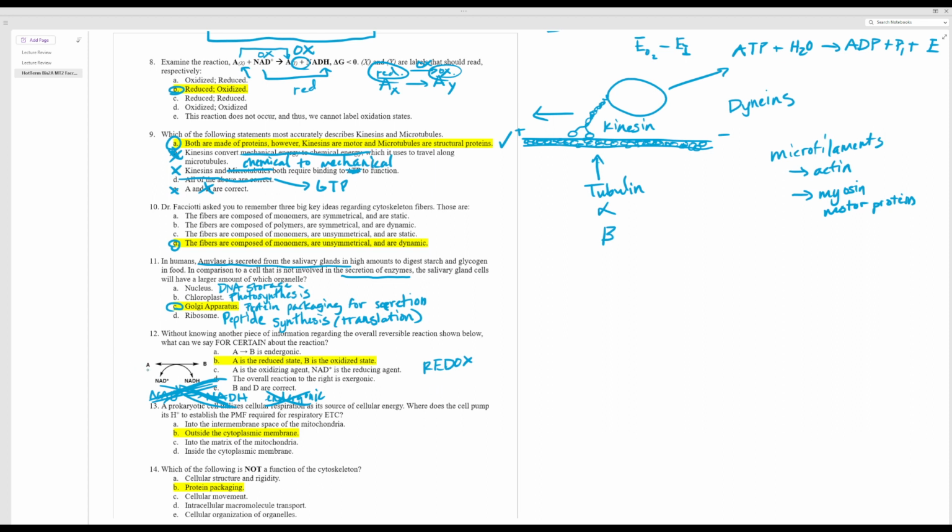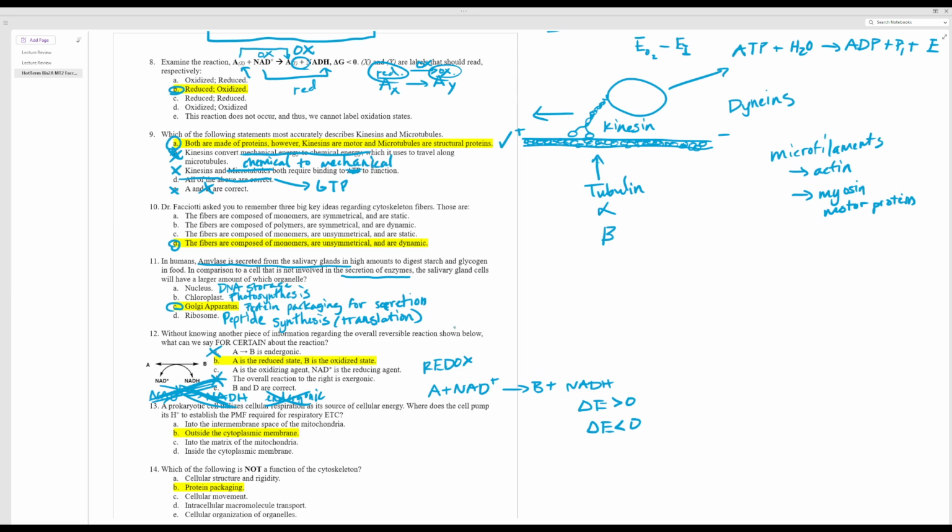So I don't know. Perhaps A plus NAD plus going to B plus NADH has a delta E greater than 0, but it could just as well have a delta E less than 0. I have no idea. There's nothing that tells me which side is favored. So A is wrong. D, the overall reaction to the right is exergonic. I have no idea. A is the reduced state. B is the oxidized state.